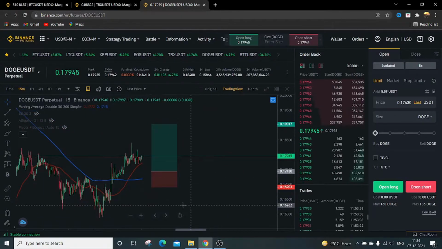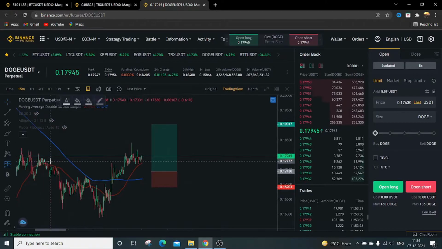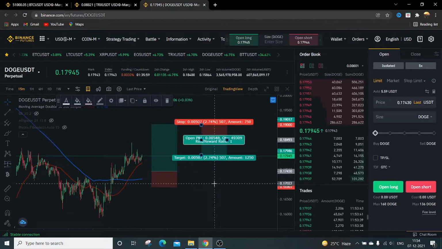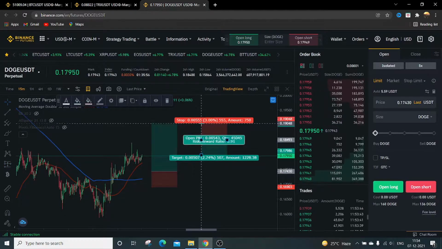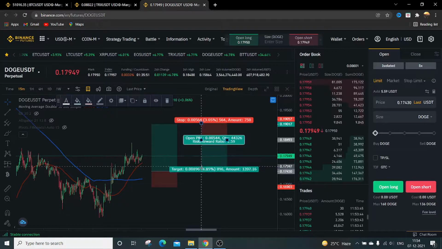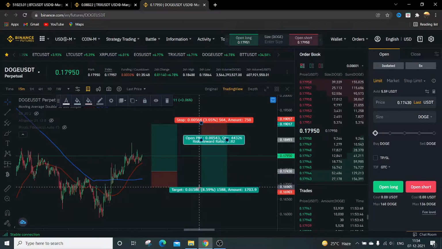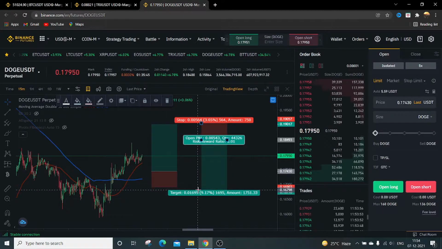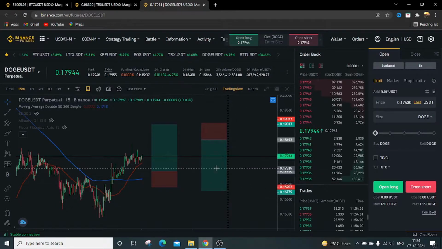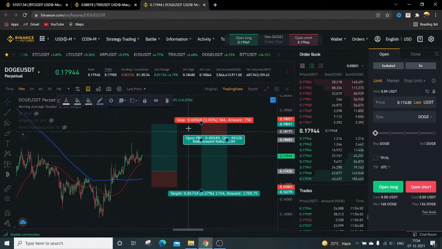To visualize the short position, just go to the drawing tools and click on short position. So if I want to take a short position at this point, then the stop loss will be on the upper side. That is, I want to keep the stop loss at 3% and take profit at 9%. Similarly, my risk to reward ratio will be almost 3. So this is just for the visualization to get the prices.